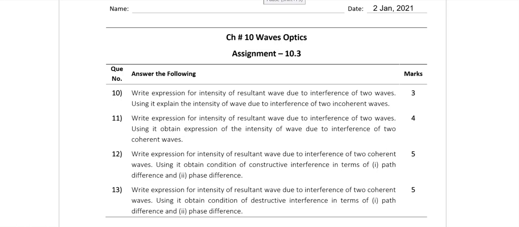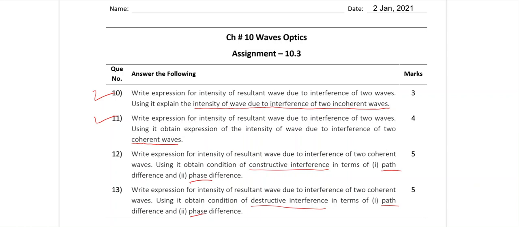Hello students, in this video we have two questions of assignment 10.3. Previously we saw the 10th and 11th question, that is the expression for intensity of the resultant wave due to interference of two incoherent waves. Then we saw the equation of intensity of the resultant wave due to interference of two coherent waves. In this one, we'll derive the condition for constructive interference and destructive interference in terms of path difference and phase difference.